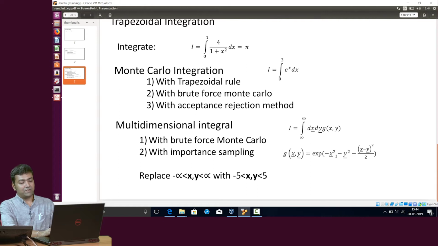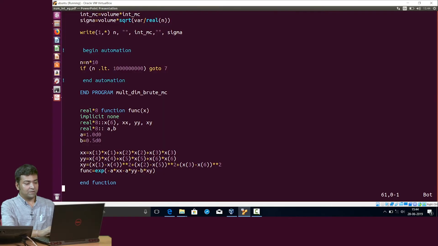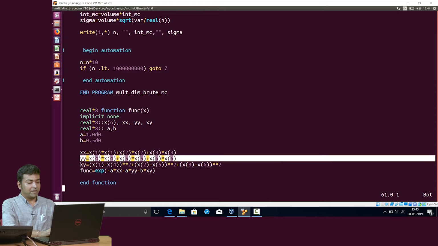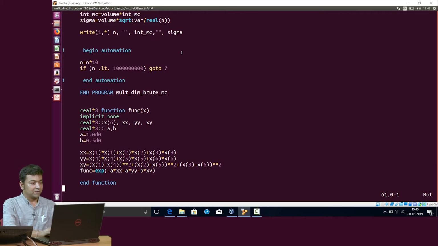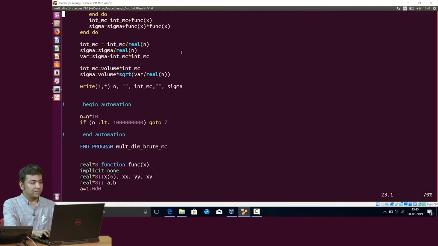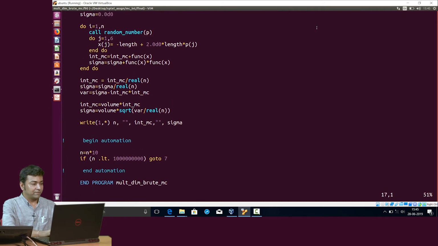My x square will be the mod of the x component vector, x1, x2, x3, and that is what is here: x1 square plus x2 square plus x3 square. Similarly, y square will be given by x4 square, x5 square and x6 square, and then I have x minus y whole square. So, this is how the function is evaluated, and once I get the value of the function at a given set of values of x, I add it to this particular variable, and I keep on doing it 10 times.